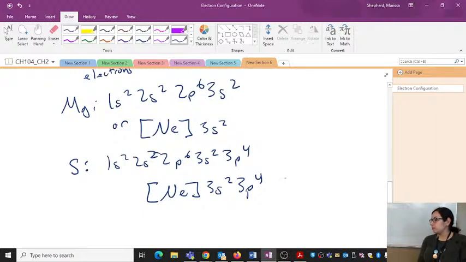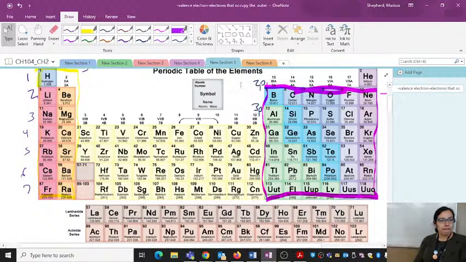Question? So I noticed something really odd that happens with chromium, but also copper, silver, and gold, where instead of filling up the next for the D block for 3d4, it instead steals one from the 4s block, making it so it's 1s2, 2s2, 2p6, 3s2, 3p6, but then 4s1, 3d5. Why does it do that?